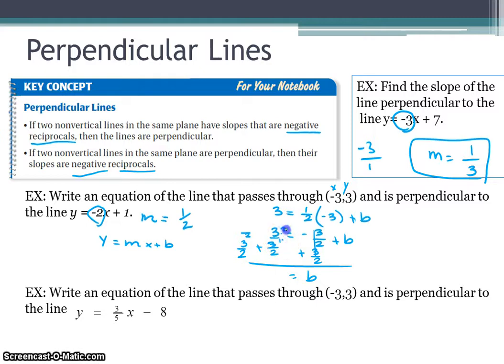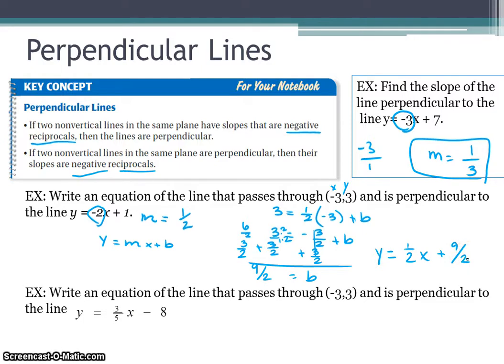For the top fraction, I'm going to multiply the top and bottom, also known as the numerator and the denominator, by 2, and I get 6 over 2. Adding them together, I get 9 over 2 is equal to b. So my equation will be y equals 1/2 x plus 9 over 2. Excellent.